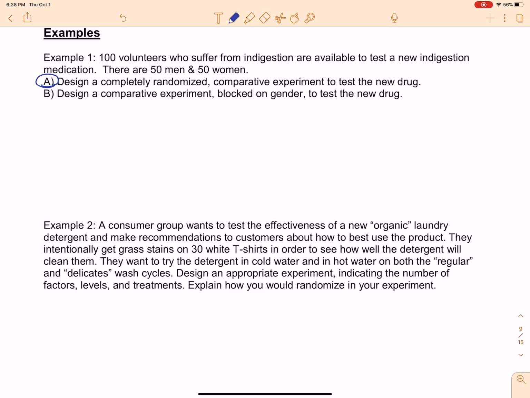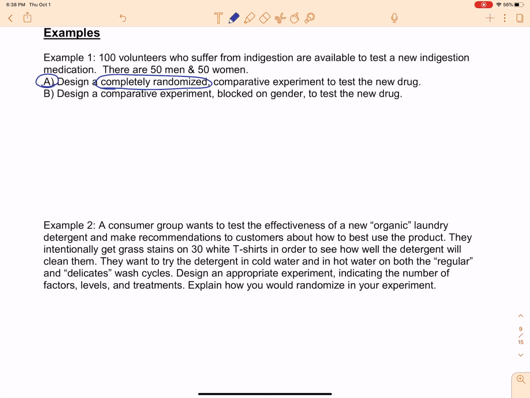Now, that's a short sentence. There's not much going on, but there really is a lot going on because it tells you some interesting stuff. Completely randomized means that all 50 men and all 50 women would get mixed up, and then I would pull from all 100 people. I don't care if so many men are in this group or so many women are in this group. That's what completely randomized means.